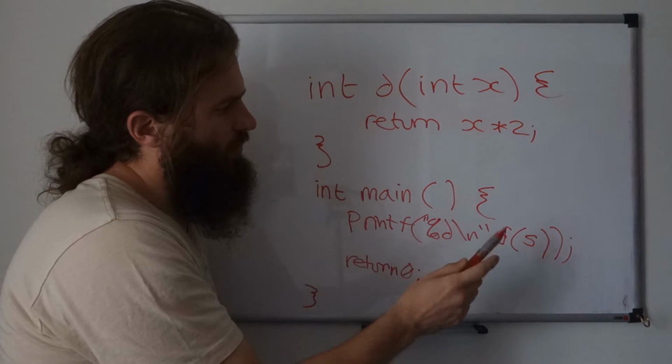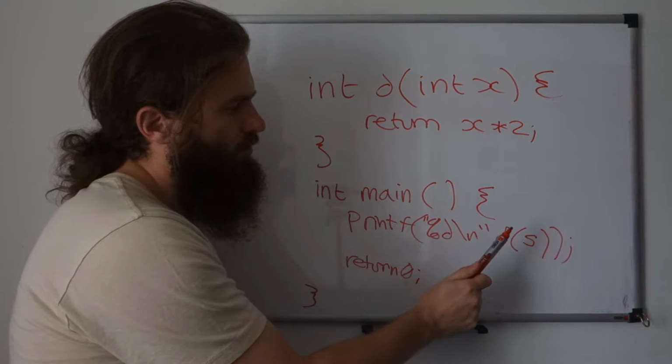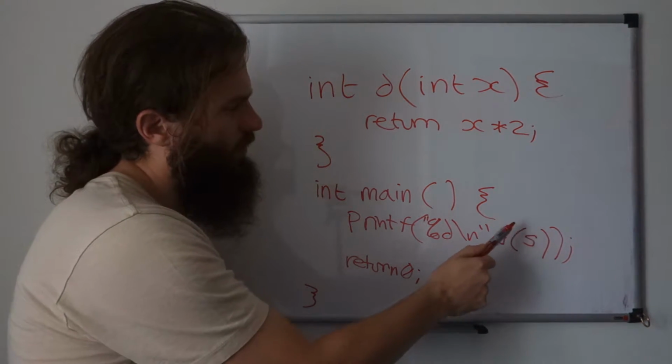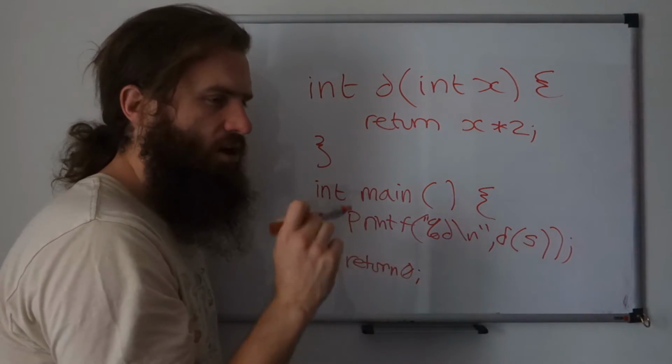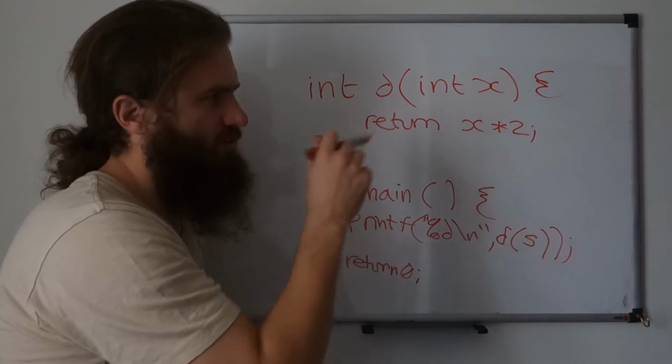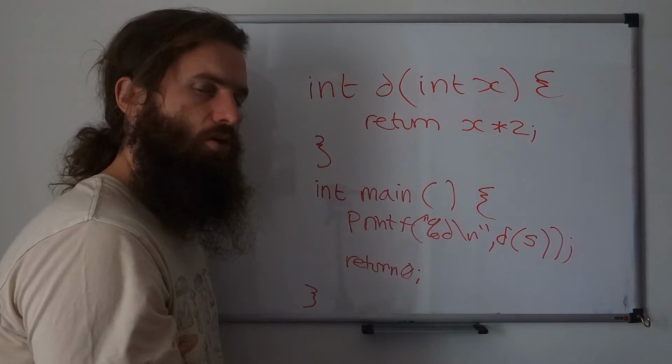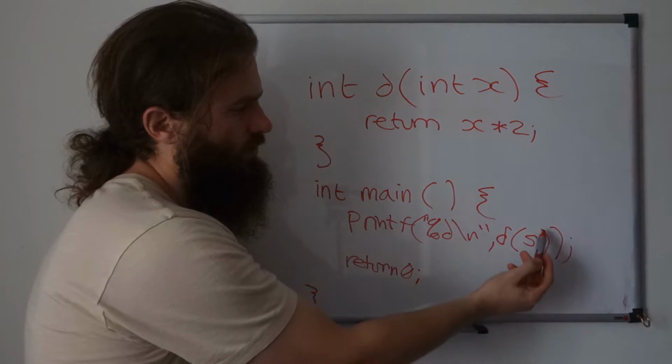So we give it a name, and to call it, we provide the name, we have an open bracket, and then we have the arguments that we want to pass into the function, separated by commas, and then a close bracket.